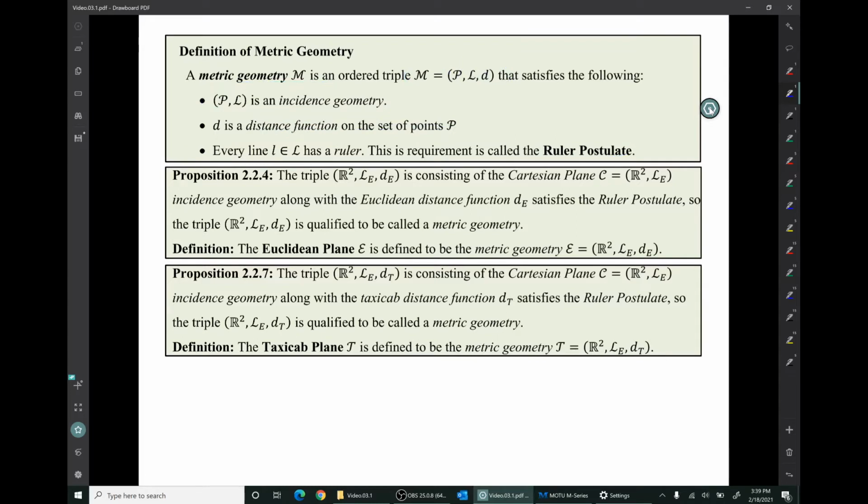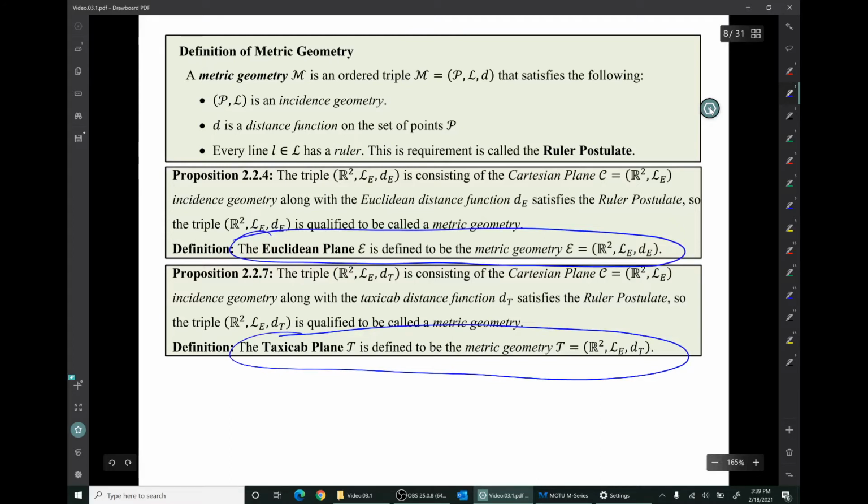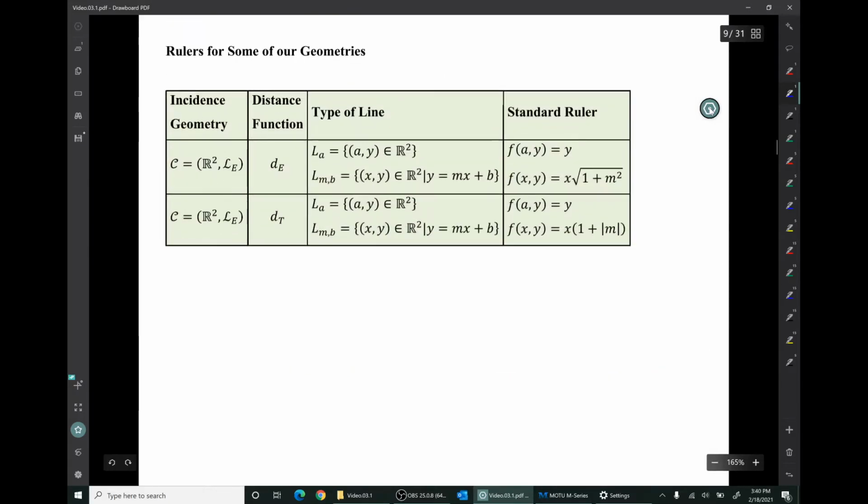We discussed a few examples of metric geometries in Chapter 2. In this video, we'll be most interested in two, the Euclidean plane and the taxicab plane. Both of those have as their underlying incidence geometry the Cartesian plane. We had rulers for our geometries in Chapter 2. Now, in the geometries involving the Cartesian plane, remember we had two flavors of lines, vertical lines and non-vertical lines. Well, it should be no surprise that we have two flavors of ruler for those lines, the standard ruler for a vertical line and the standard ruler for a non-vertical line.